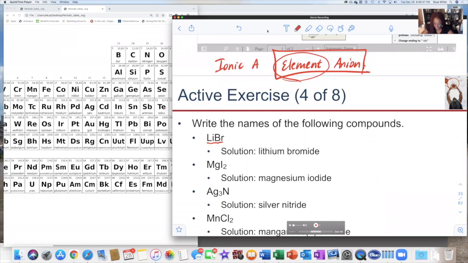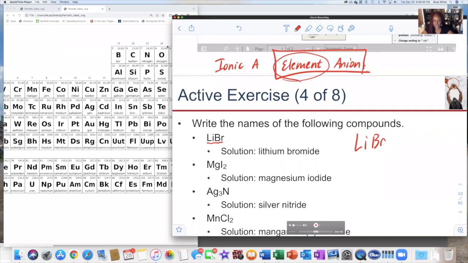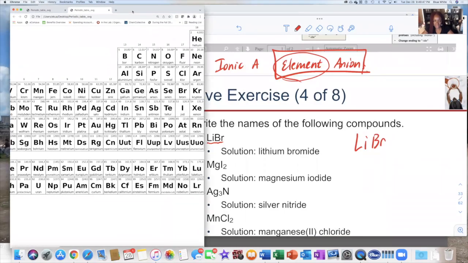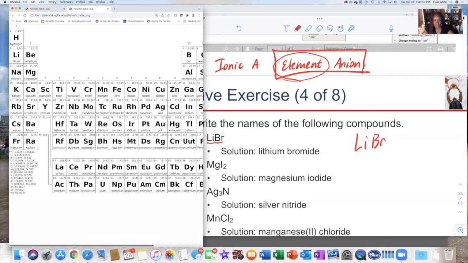Let's see. So going back here, you're given this formula right here, LiBr. Now, I don't want you guys to go and Google it. I mean, you could, but you're not going to be learning how to name it. So you look for the symbol Li, wait, hold on a second. This is supposed to be a little easier than this. Li happens to be there, and the name is, hopefully you can see that, lithium. Let me make it slightly bigger.